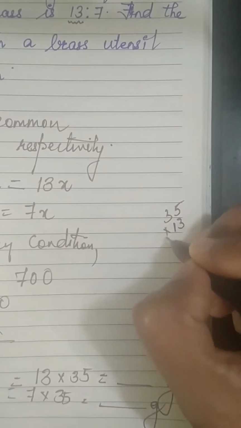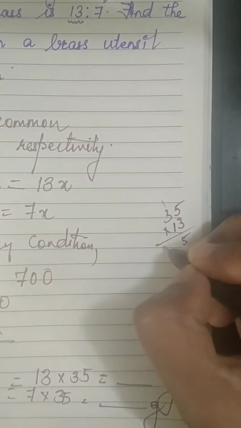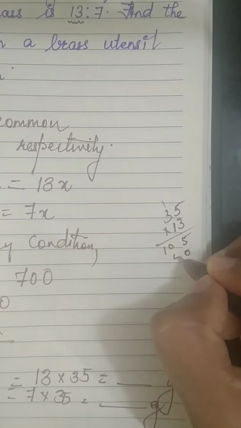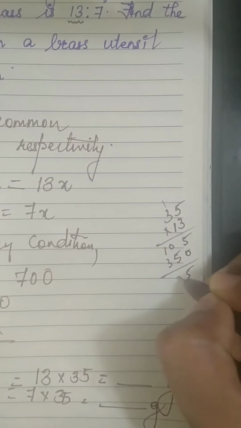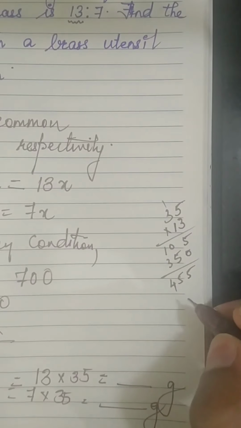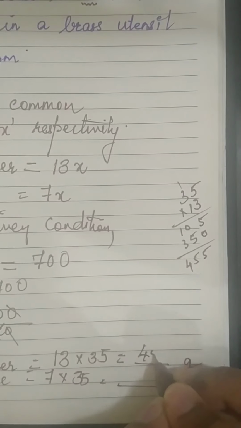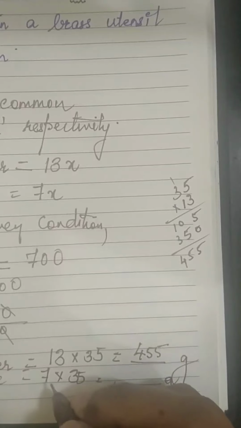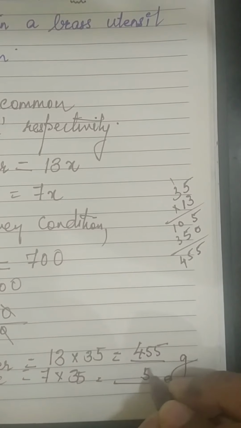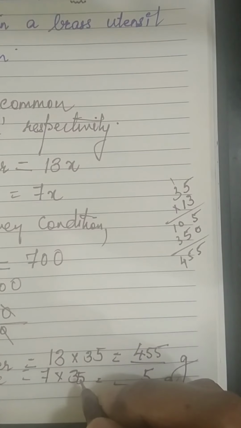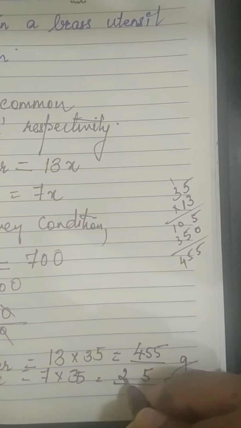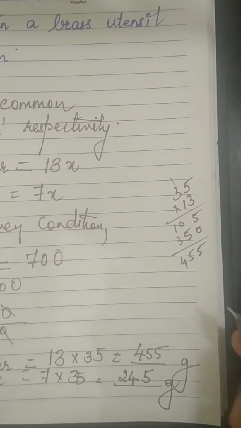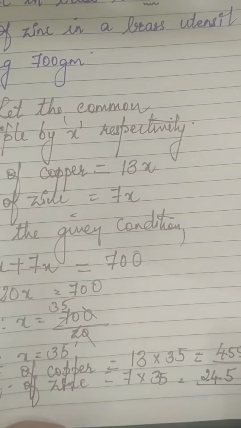35 into 13: 5 3s are 15, carry 1, 3 1s are 3, 3 plus 1 is 4, 5 1s are 5, 3 1s are 3. So we got 455 grams of copper. And 35 into 7: 7 5s are 35, carry 3, 7 3s are 21, 21 plus 3 is 24. 245 grams of zinc.